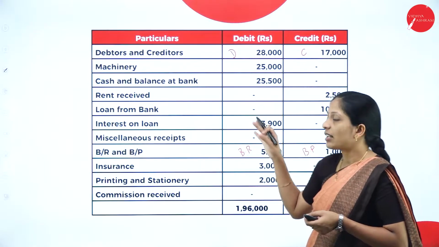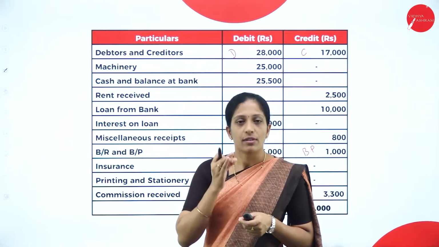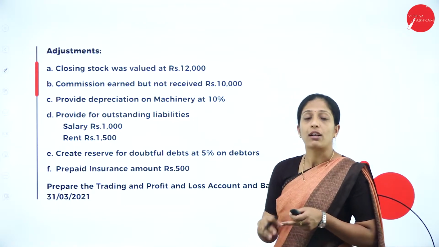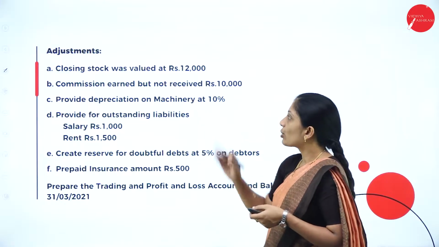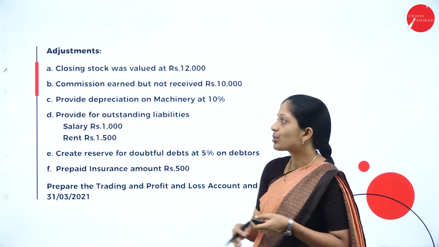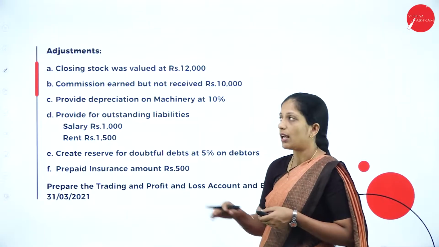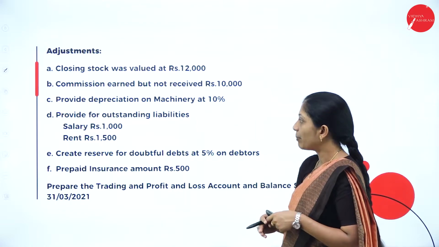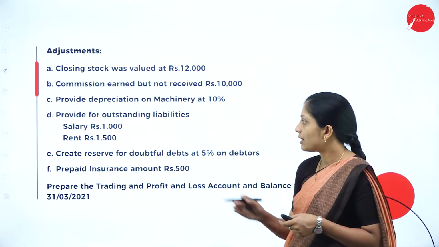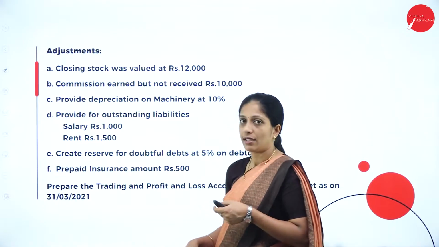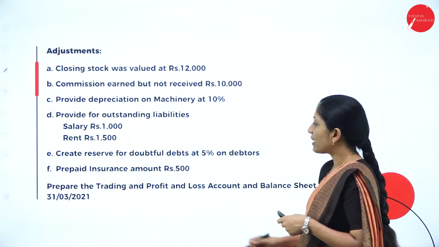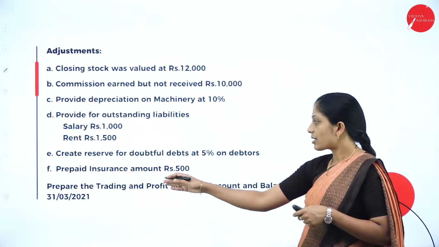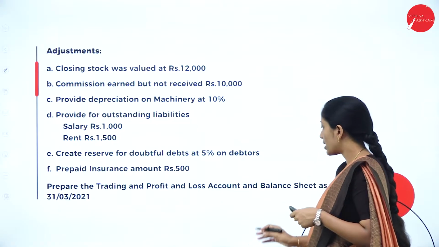Next, they have given insurance 300, printing and stationery 2,000, commission received 3,300. Now remember, the items in the trial balance you have to record once in your solution, and they have given us few adjustments. These we have to record twice in your solution. Okay, so closing stock was valued at rupees 12,000, commission earned but not received, that is outstanding commission 10,000. Provide depreciation on machinery they have given at 10%. Provide for outstanding liability, that is salary 1,000, rent 1,500. Create reserve for doubtful debt at 5% on debtors. Prepaid insurance amount 500.